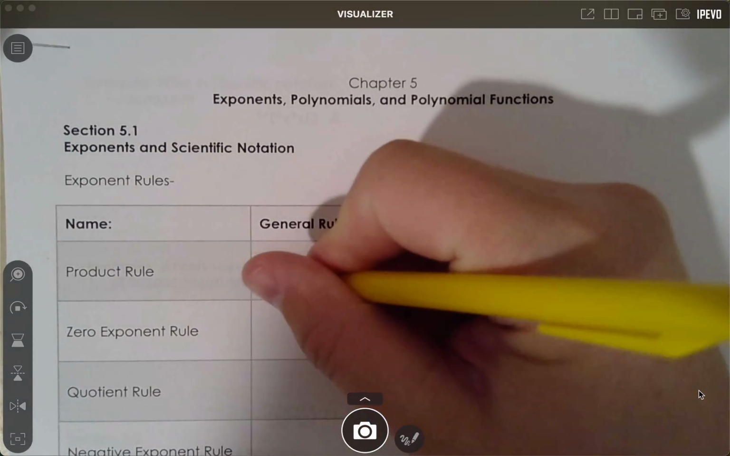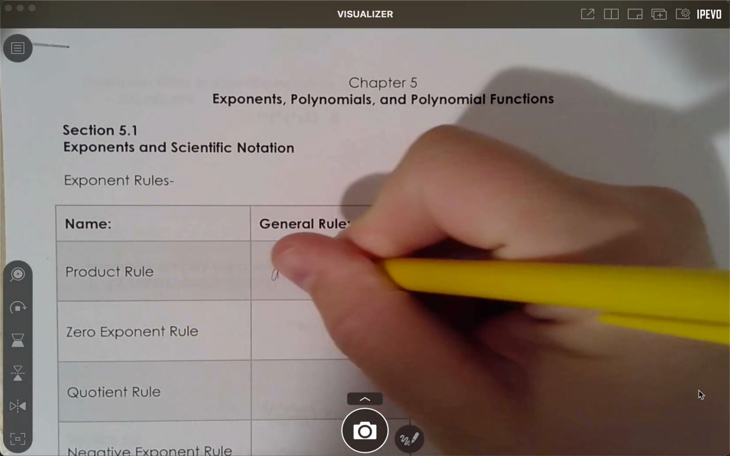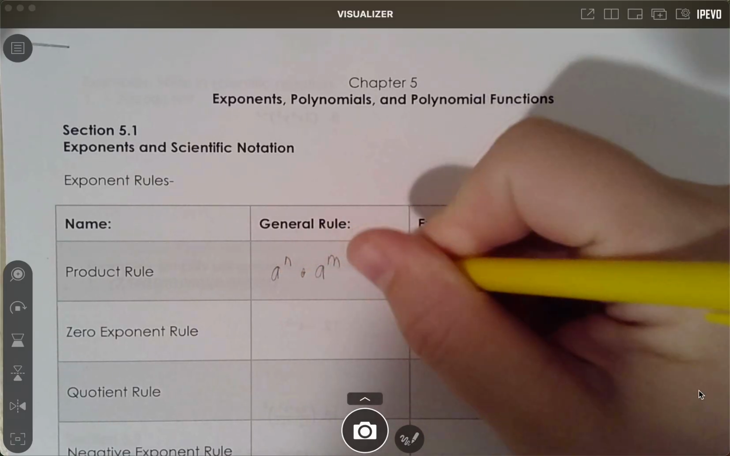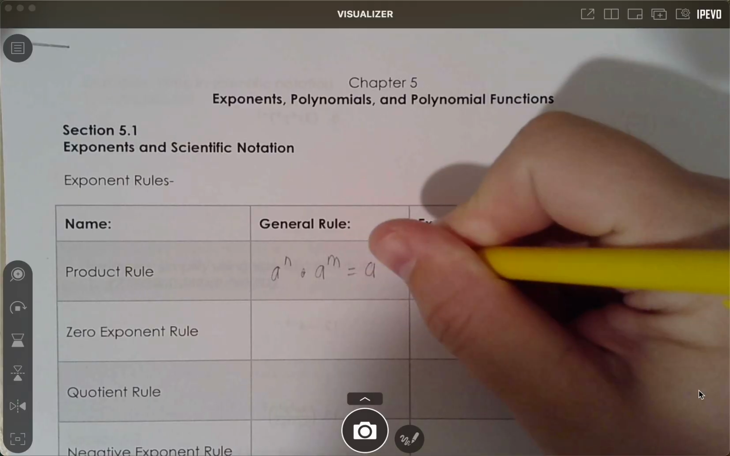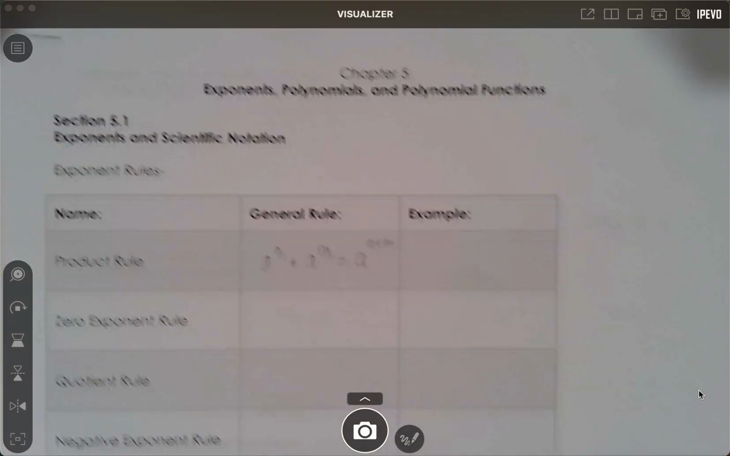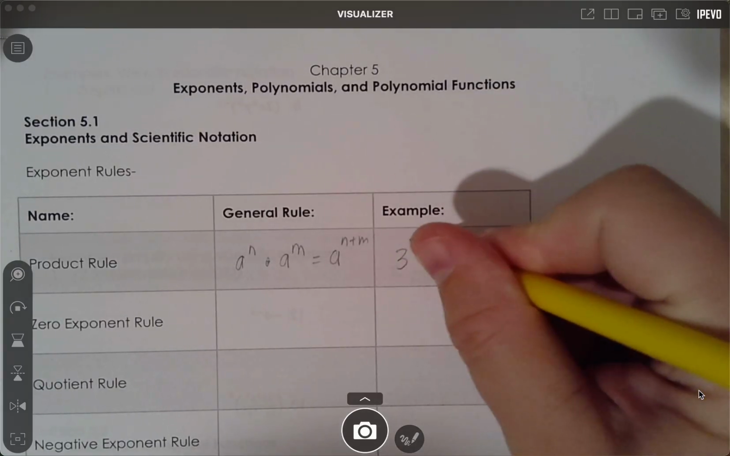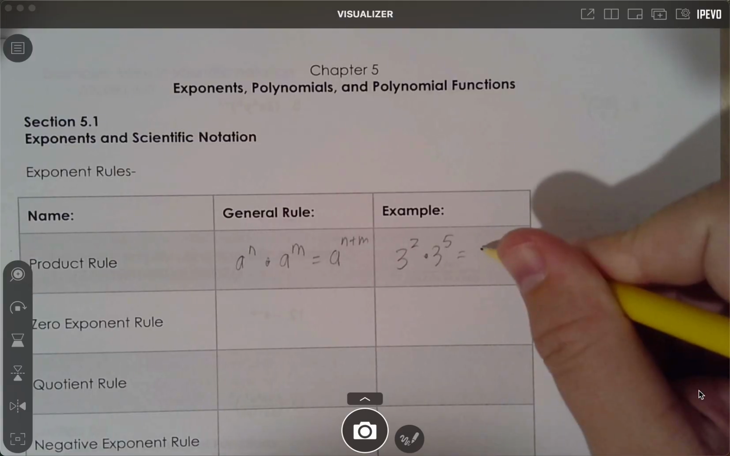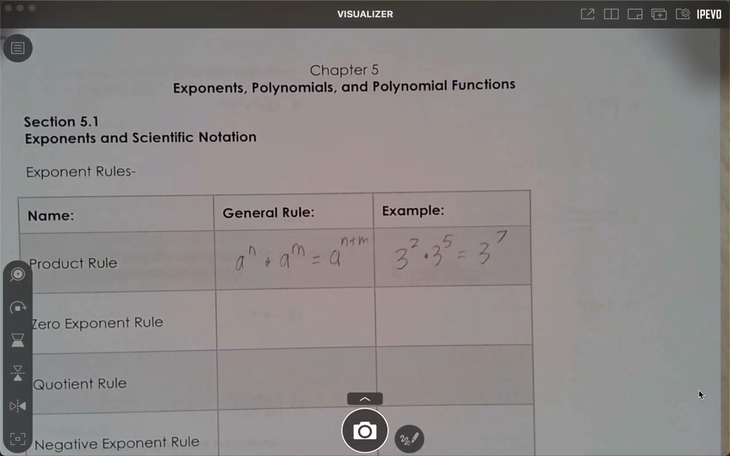So for the product rule, we have that if I have a to some power times a to some other power, then that's simply a to both of those powers added together. An example of this would again be if I had 3 squared times 3 to the 5th, then I would now have 3 to the 7th.